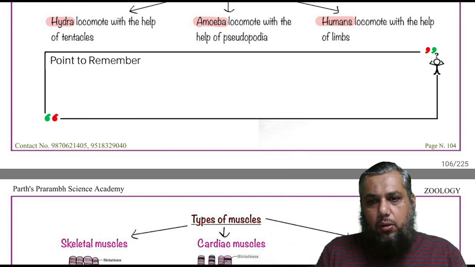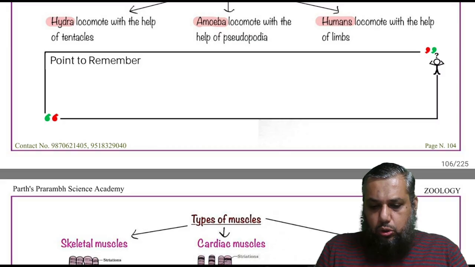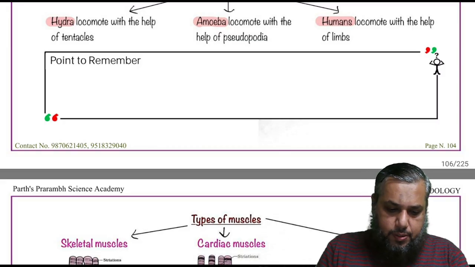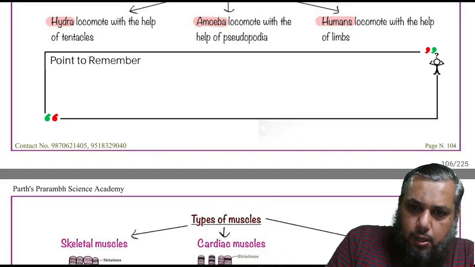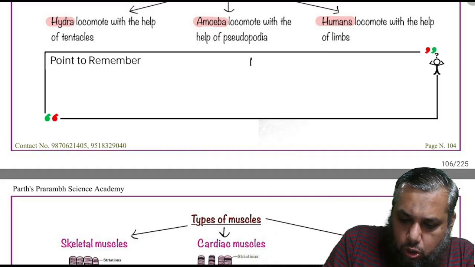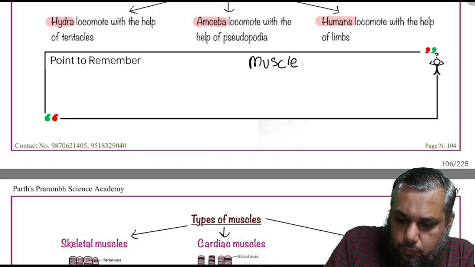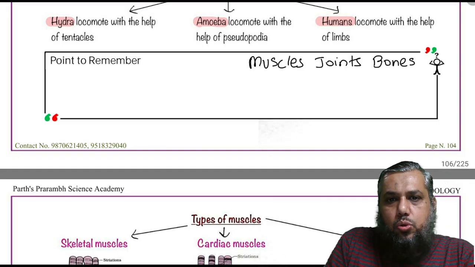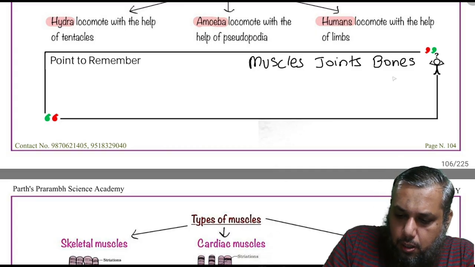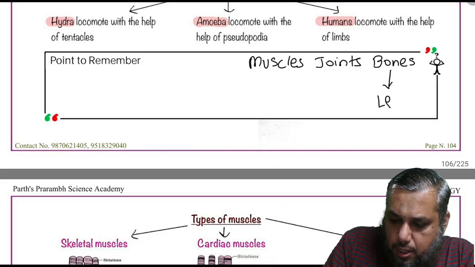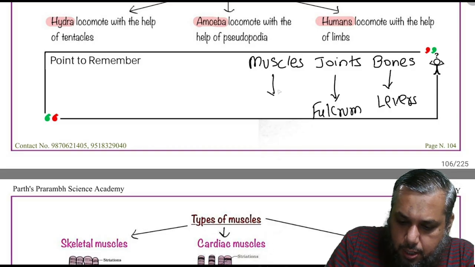और जब डिस्कशन होता है मूवमेंट और लोकोमोशन के बारे में, तो तीन चीजें यहाँ पे डिस्कस होती है. एक, we talk about the muscles, the joints, and the bones. And as you know from our lectures, we say that the bones are the levers, joints is the fulcrum, and muscles provide the necessary effort.